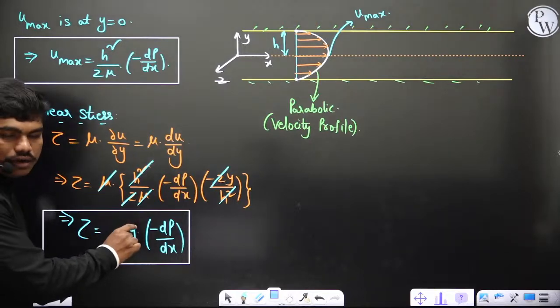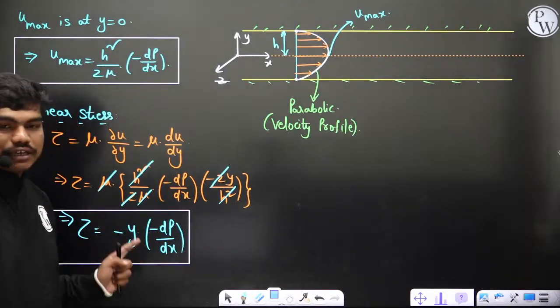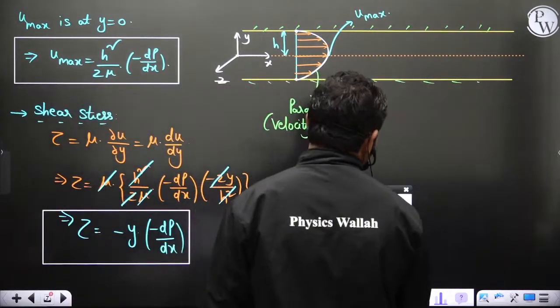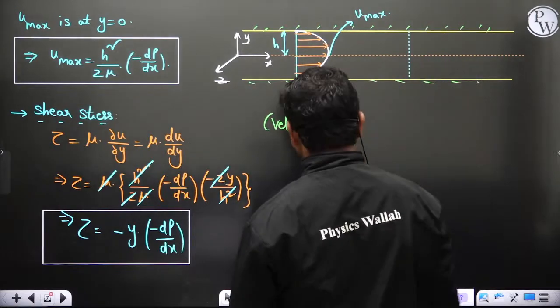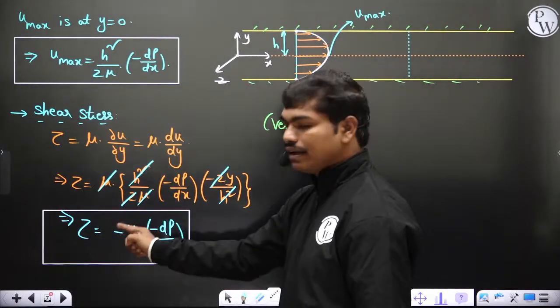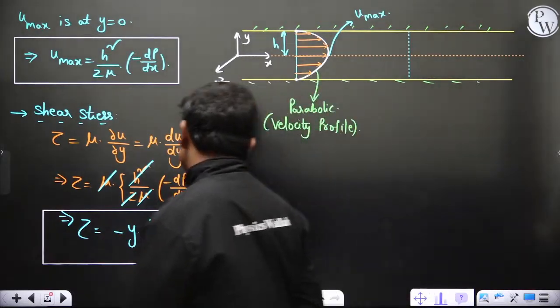So what is the variation? Linear, parabolic, cubic, something? What is the type of variation? If you take the shear stress at this point, can anyone tell me what this variation is? Linear variation, correct? So shear stress actually varies linearly.